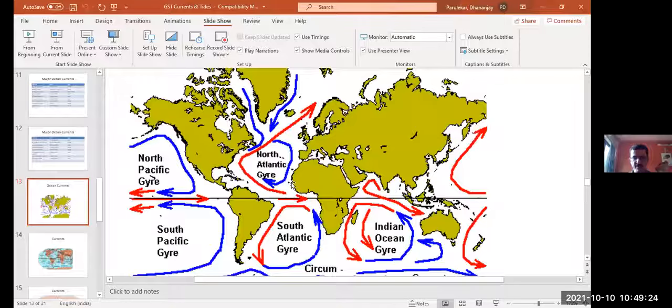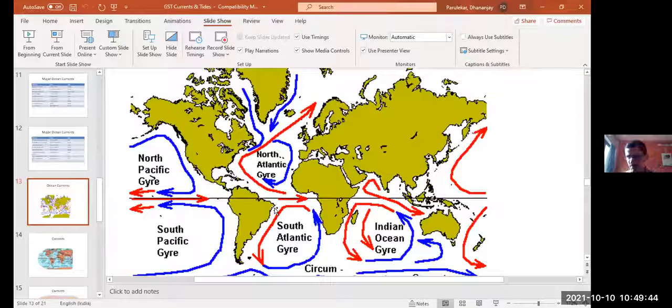Clockwise movement happens in the northern hemisphere. Anticlockwise movement happens in the southern hemisphere. All of you clear with this point? Yes, sir.